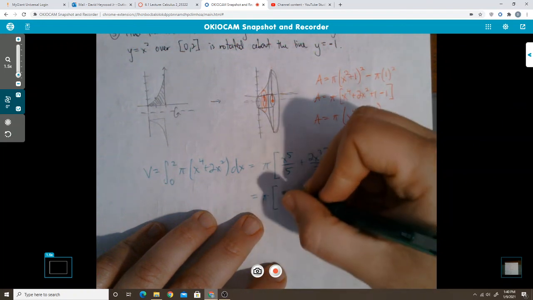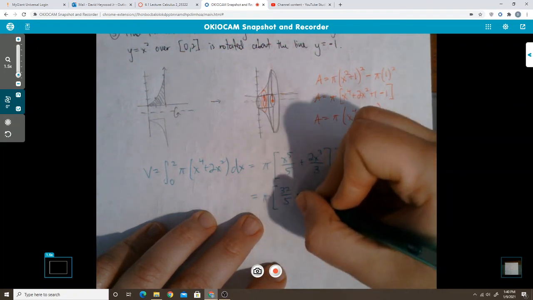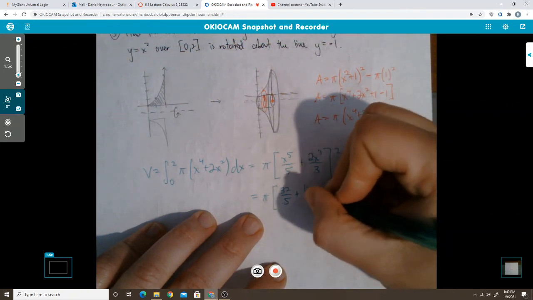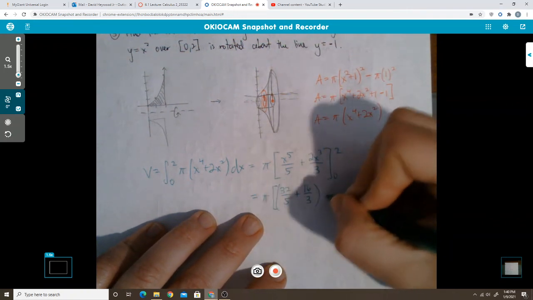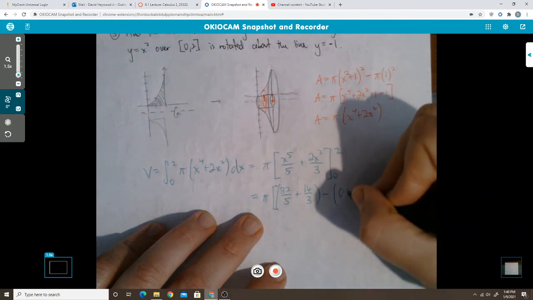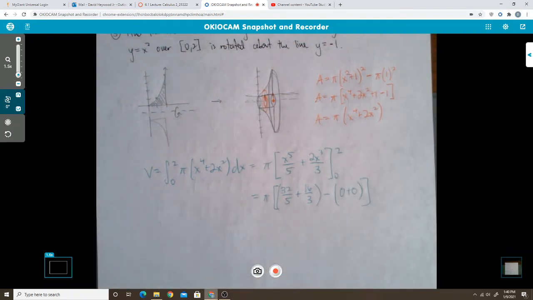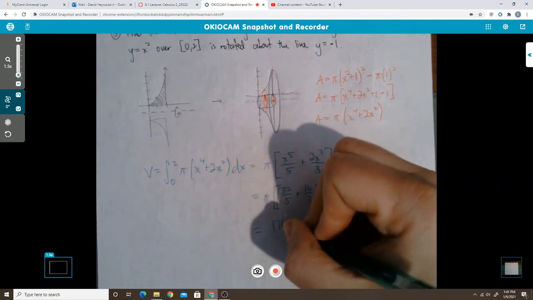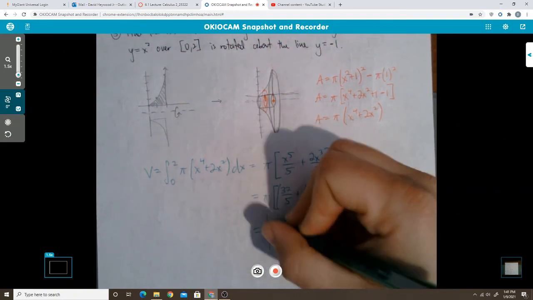So I plug in 2, I get 32 over 5. Here I get 8 times 2 is 16 over 3. And then if I plug in 0, I get 0 plus 0. Okay. Let's see now. 32 fifths plus 16 thirds is 176 over 15. So our final answer is going to be 176 pi over 15.